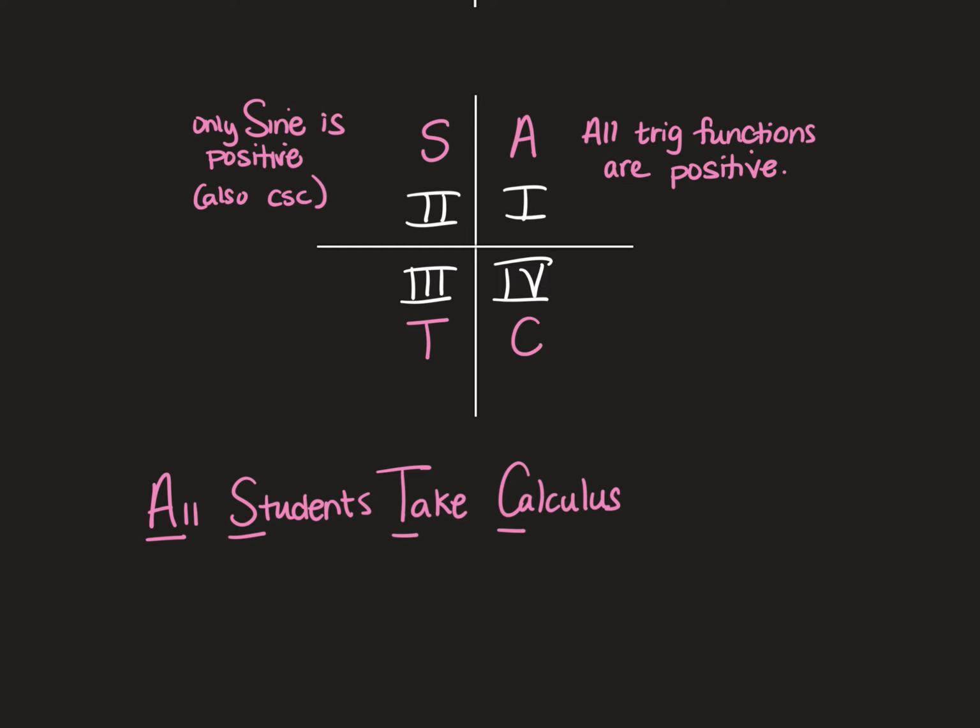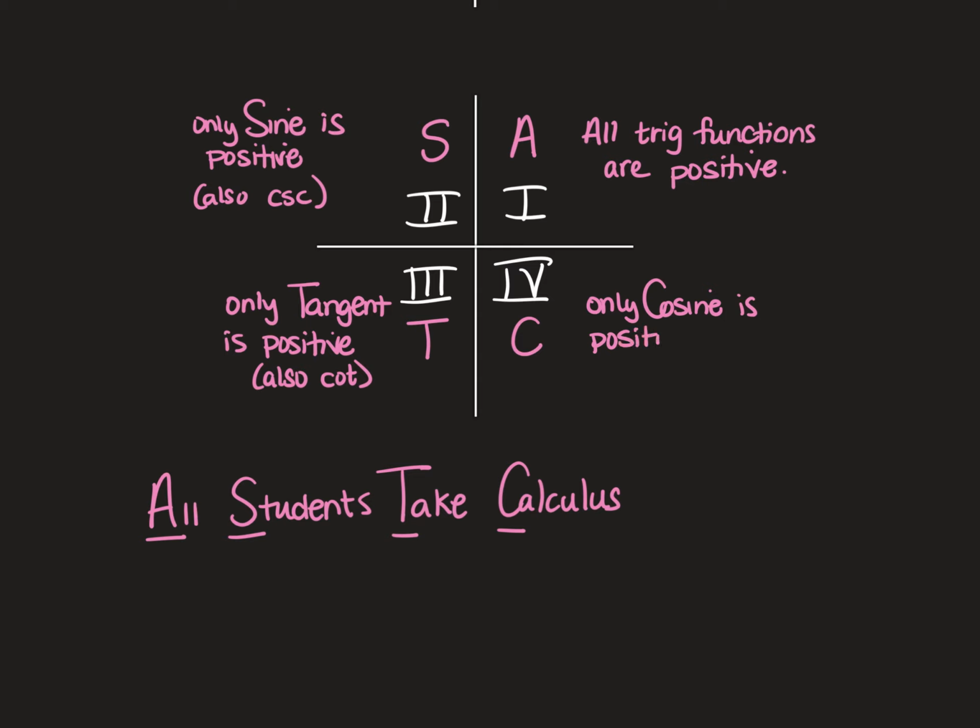Okay. In quadrant 3, T stands for tangent. So only tangent is positive in quadrant 3. Now, I'm also going to make a little exception there and say also cotangent for the same reason that we talked about with sine. And then in quadrant 4, only cosine is positive. And then once again, you can probably figure out that I'm going to say also secant.